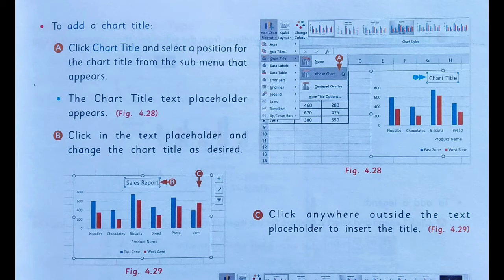To add a chart title, click Chart Title and select a position for the chart title from the sub-menu that appears. The chart title text placeholder appears. Click in the text placeholder and change the chart title as desired. Click anywhere outside the text placeholder to insert the title. You can see in figure 2.9 the sales report.